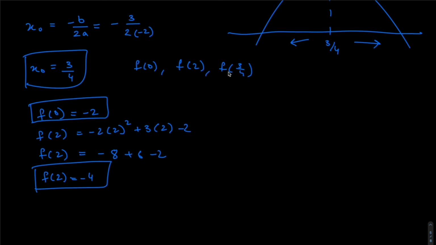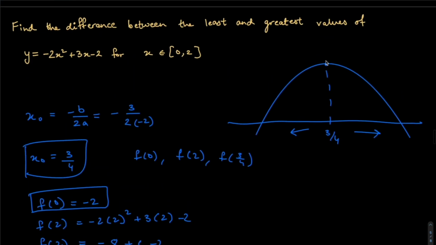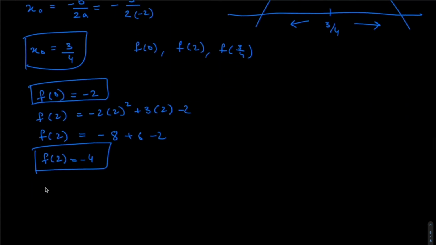3 by 4. Now f of 3 by 4 looks a little bit complicated, but I can use minus d by 4a to find basically this value. I can use minus d by 4a, or I can just plug it into the function. So I'm just going to plug it into the function, right?